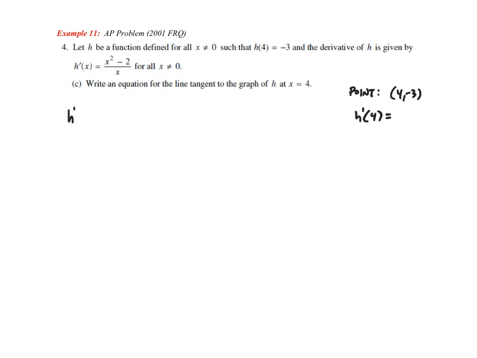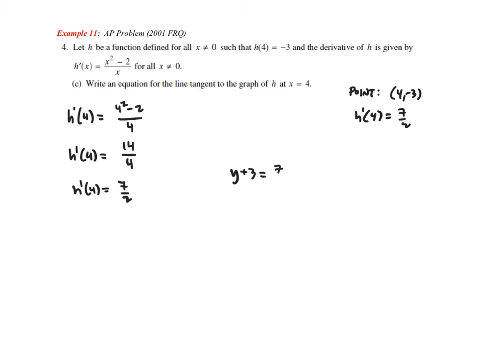So I've got h prime of x. I'm just going to plug a 4 in. So it'll be 4 squared minus 2 over 4. This is a pretty quick and painless problem. That'll be 16 minus 2, which is 14 over 4. So we would say that the slope of the tangent line here is 7/2. So the equation of the tangent line for h is going to be y minus a negative 3 is equal to 7/2 times x minus 4. There you have it. Okay, we got one more slide.